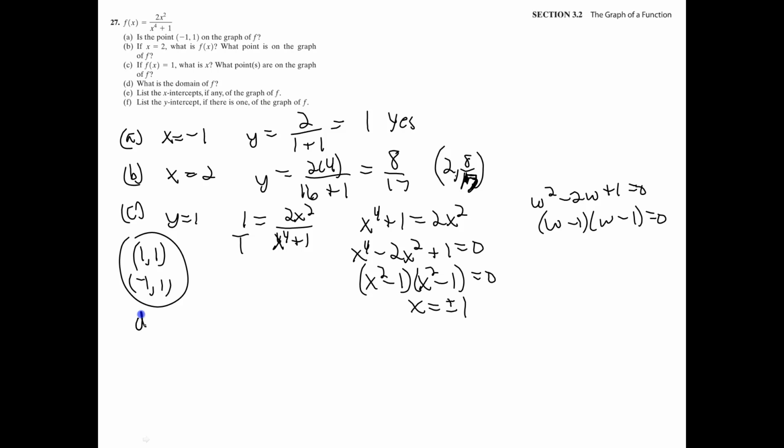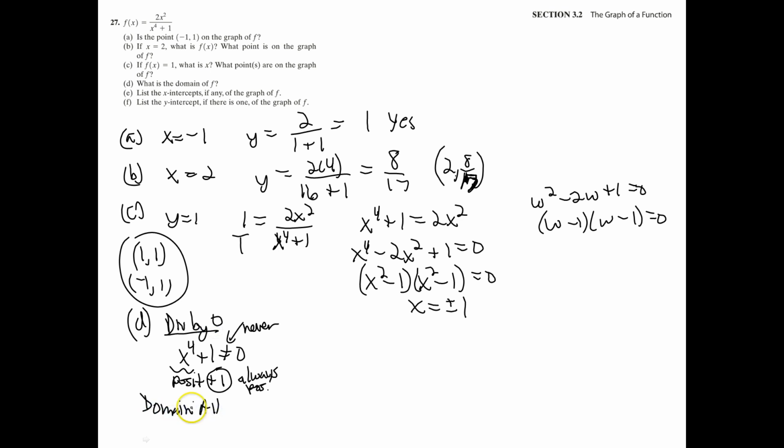Letter D, what's the domain? Well, you have a denominator, so you have to worry about division by 0, but x to the 4th plus 1 is never 0. Why is that? Well, x to the 4th is always positive, and if you add 1 to a positive number, it'll always be positive. So there's nothing to give you division by 0, so your domain is all real numbers. Or if you want to say it with minus infinity to infinity, that works too.